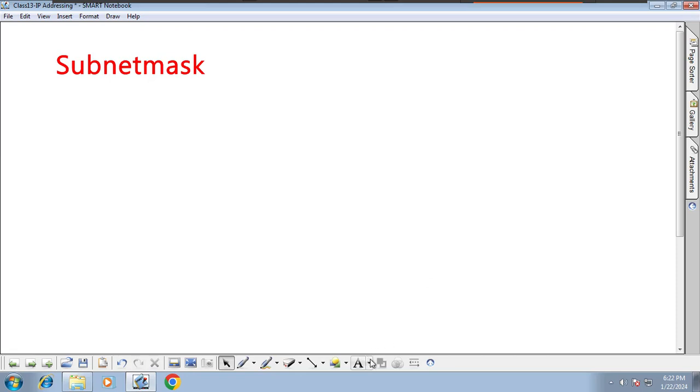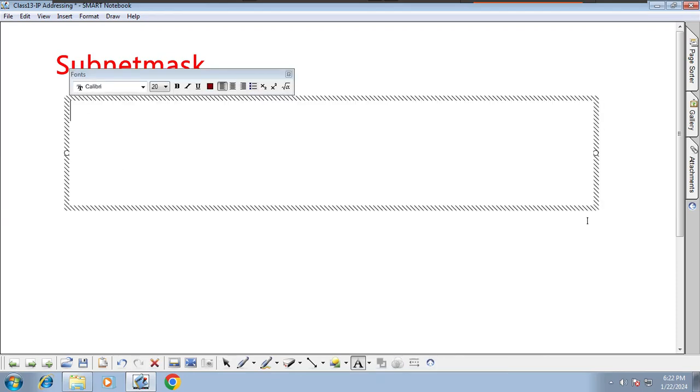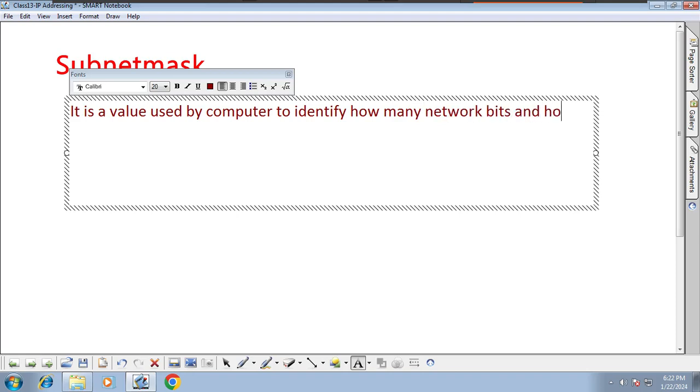What is a subnet mask? I will tell you in a simple line. It is a value, a number, used by the computer. Although we give that value, it is used by the computer to identify how many network bits and host bits there are in a given IP address.